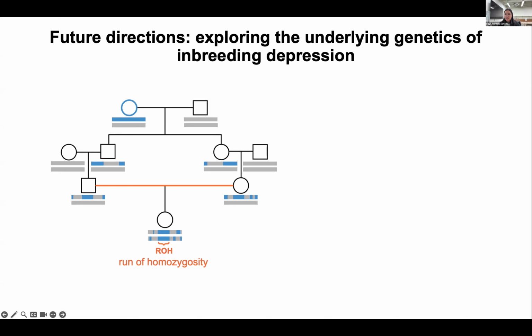The really exciting thing that we can do with whole genome data is characterize inbreeding at the genetic level by looking for runs of homozygosity. These are stretches of an individual's genome that are completely homozygous due to the parents passing on identical haplotypes, identical stretches of the genome, to their offspring.